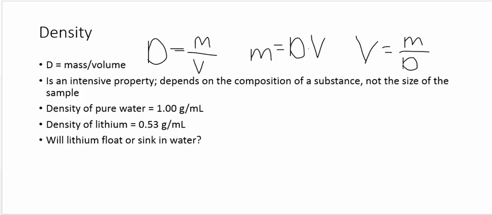Density is an intensive property. It depends on the composition of the substance, not the size of the sample. A couple examples. Density of pure water is 1 gram per mL. Density of lithium, which is a metal, is 0.53 grams per mL. Will lithium float or sink in water? Well, it's less dense than water, and if something is less dense, it floats. So even though lithium is a metal, it will float in water based on those densities.